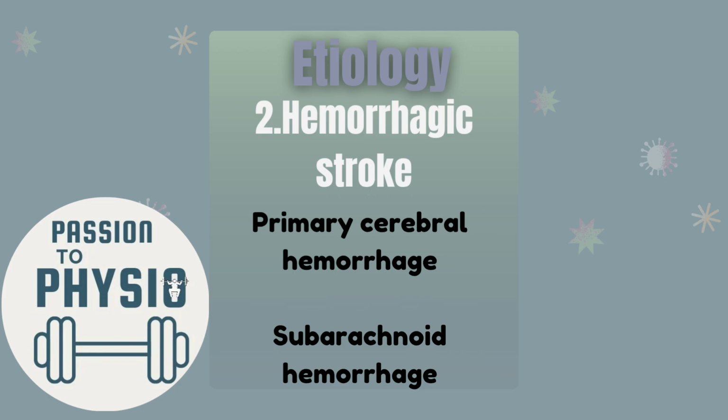Atherosclerosis forms aneurysms in these small blood vessels, weakening them and causing primary cerebral hemorrhage. Then, subarachnoid hemorrhage is due to a saccular or berry aneurysm, which causes bleeding into the subarachnoid space in a larger blood vessel. So, hemorrhagic stroke causes increased intracranial pressure and restricted distal blood flow.